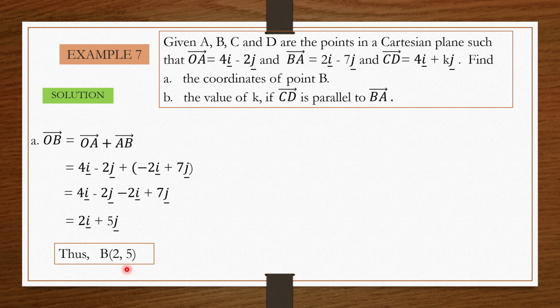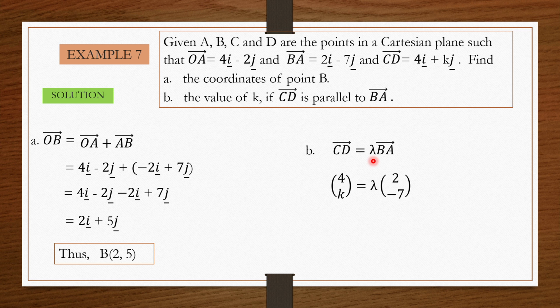Okay, now let's move on to the second question. In the second question, you are asked to find the value of k if vector CD is parallel to BA. Remember, parallel. So you can form an equation relating these two vectors. So it can be written as vector CD equals lambda BA. I'm using lambda. You may use the letter k.